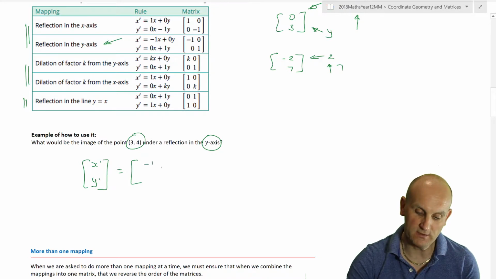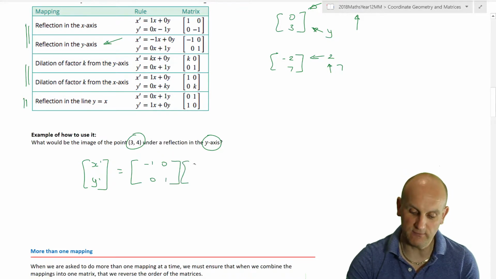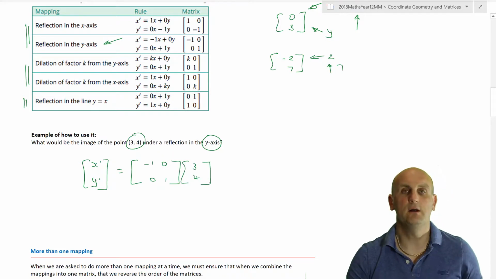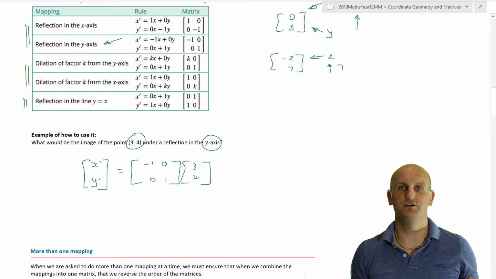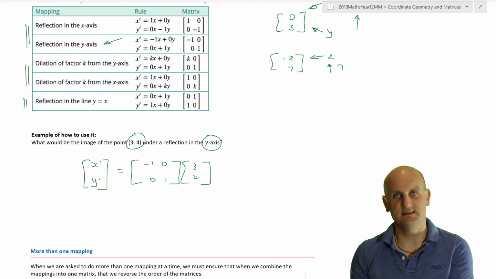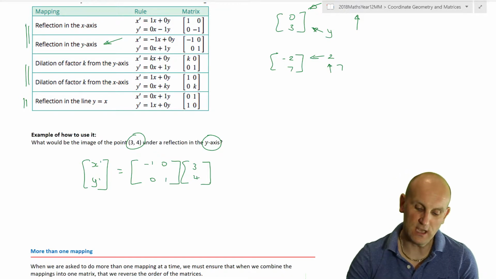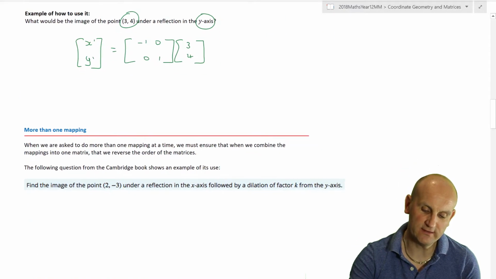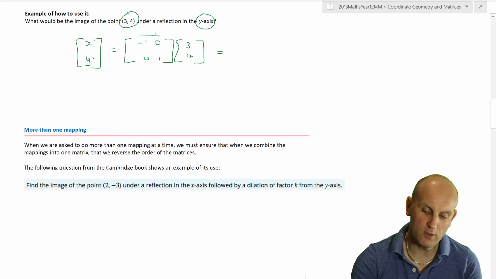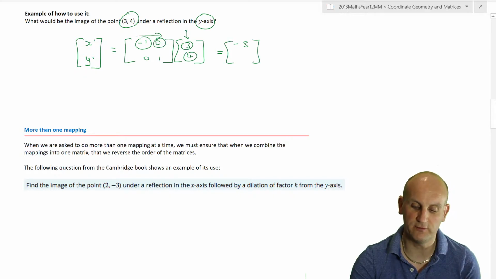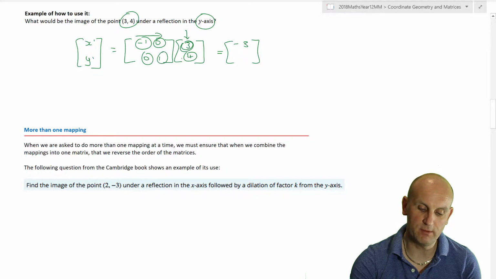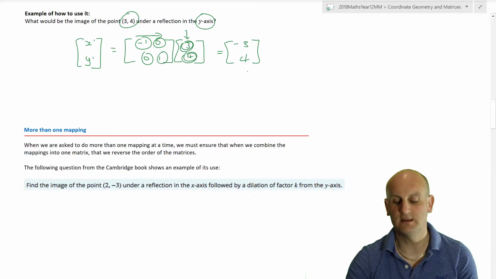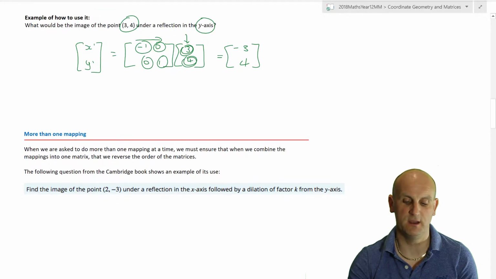So I've got minus 1, 0, 0, 1 times my original point, and they gave me my point as 3, 4. Now, this is really trivial because ultimately you could just do this without doing matrices, but obviously it gets harder as the video goes on. So, multiplying this out, row by column: minus 1 times 3 gives me minus 3, plus 0 times 4, well, that just stays as minus 3, and 0 times 3 plus 1 times 4 gives me 4. And so my final coordinate is minus 3, 4.